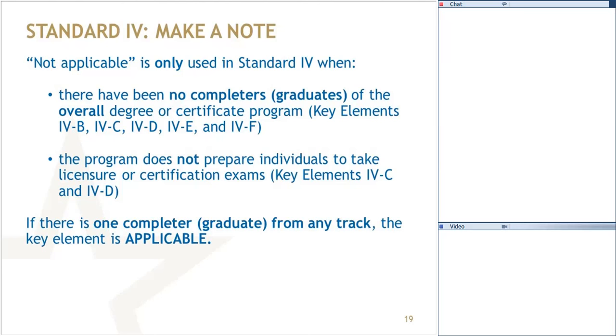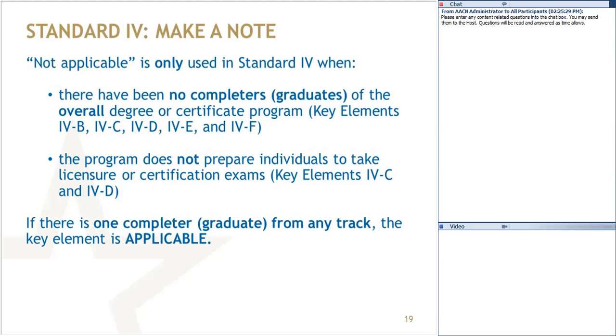So let me give you an example. For instance, you offer a baccalaureate degree program. And as part of that baccalaureate degree program, you have three tracks. Perhaps you have a traditional pre-licensure track, a post-licensure RN to BSN track, and a track for second degree students, students who already have a baccalaureate degree in another area. And perhaps you only have completers in one of those tracks. Perhaps you've only had students complete in the pre-licensure traditional track.